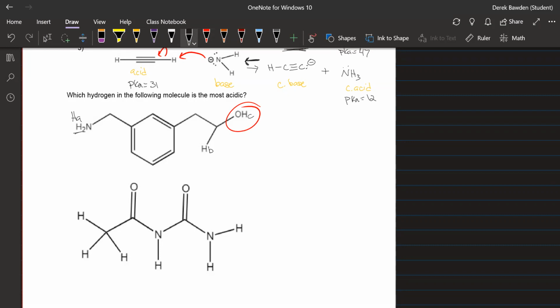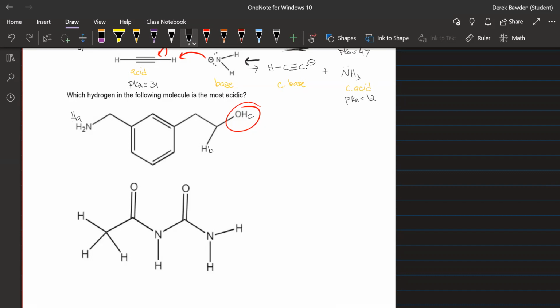Yeah, so if that oxygen was to lose that proton, it's going to have a negative charge. Oxygen is pretty stable holding a negative charge, whereas if this hydrogen was to leave, then the carbon would hold a negative charge, which isn't as stable as oxygen. And if nitrogen was to lose a proton, the nitrogen will hold a negative charge, and it's not as stable as oxygen. So that makes HC our strongest acid, or most acidic.